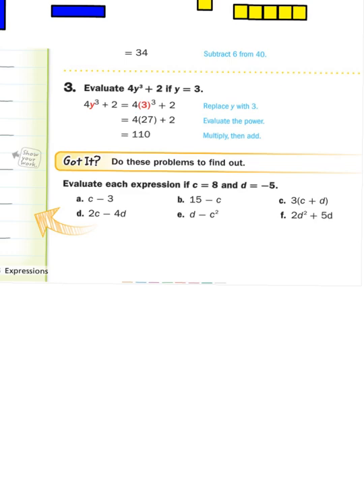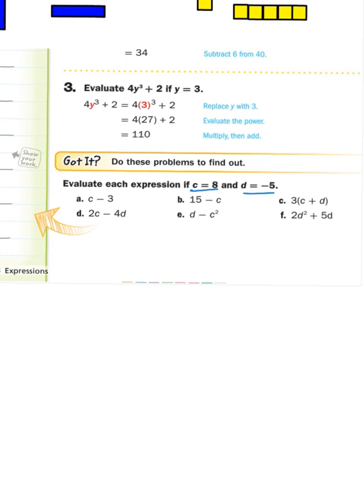Okay, so here are some new problems for you. Now you see that you have C equals 8, D equals -5, and they want you to evaluate these 6 expressions.